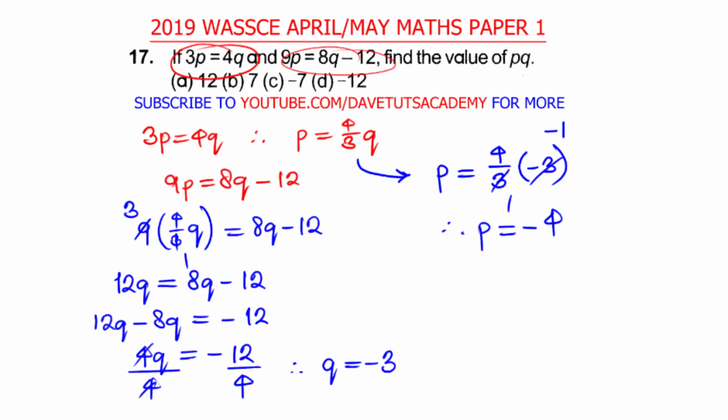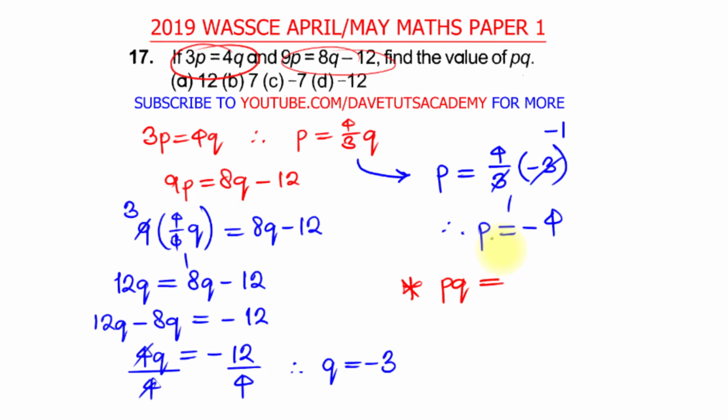But look at the question. We're asked to find the value of pq. Students, you don't stop here and say, look at the options, the answer is not there because I got minus 4, minus 3. We're asked to find the value of pq, meaning the product of p and q.